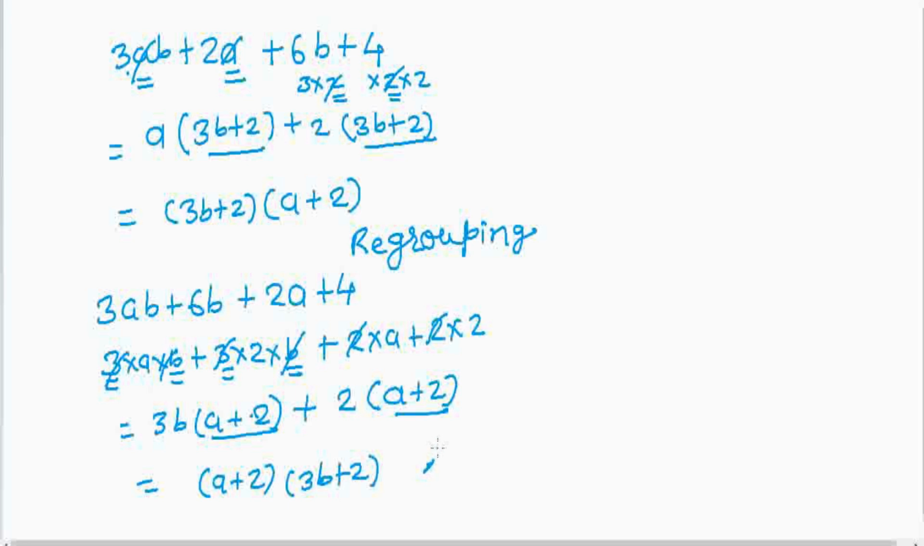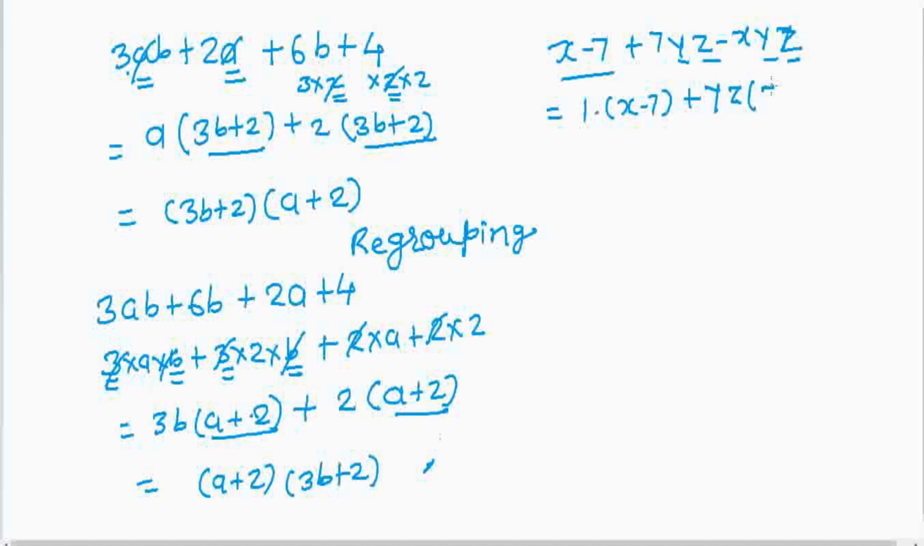Okay, so let us take one more example of this regrouping. x minus 7, plus 7yz minus xyz. Now here for these two terms nothing is common, so we take 1 common and we write it as x minus 7 plus. Now here is y, here is y, here is y, so we write it as y z, and what is remaining?